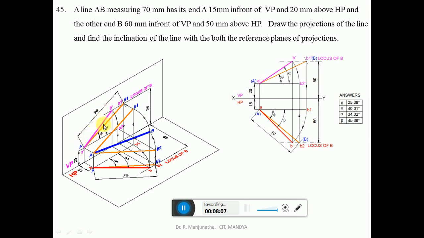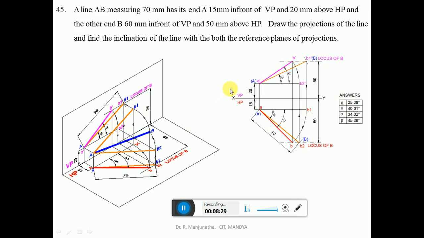So this will be the apparent inclination with respect to HP, and this will be the true inclination with respect to HP, that is theta and alpha. So when you join B dash and B, both will lie on the same line. So this is how we analyze when we are considering it from the three-dimensional sketch.